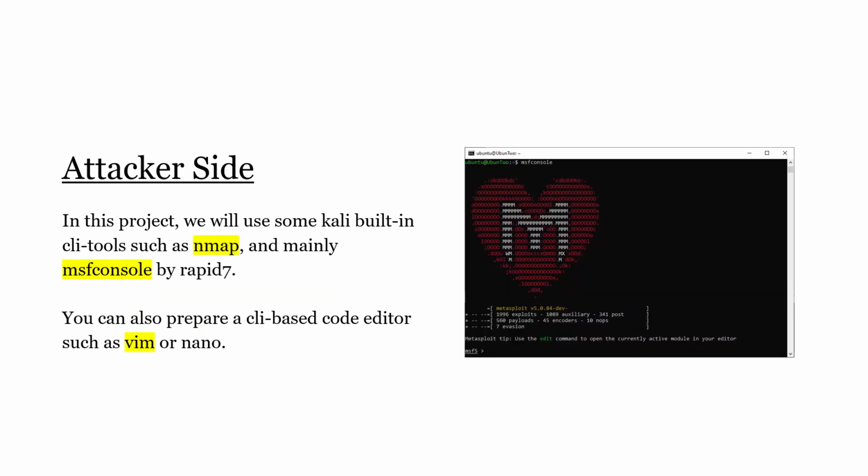And on the attacker side, we mainly rely on built-in command line tools provided by Kali Linux. Tools such as Nmap are used for reconnaissance, and the Metasploit framework, accessed through msfconsole, is used for exploitation. We also prepare simple text editors like Vim or Nano to edit scripts when needed.